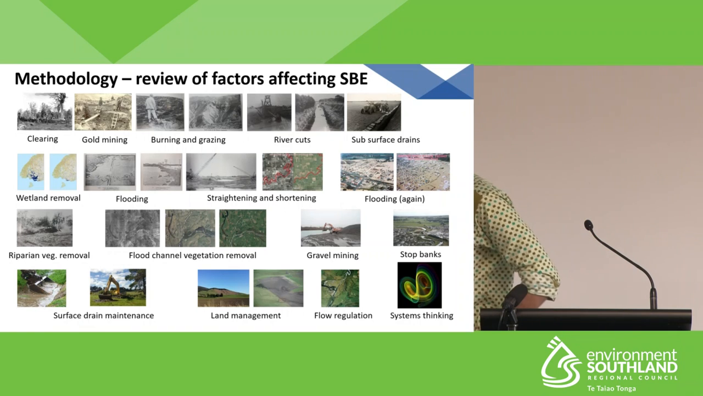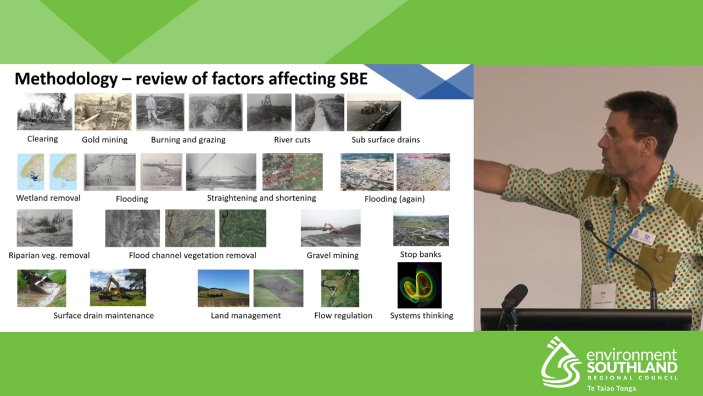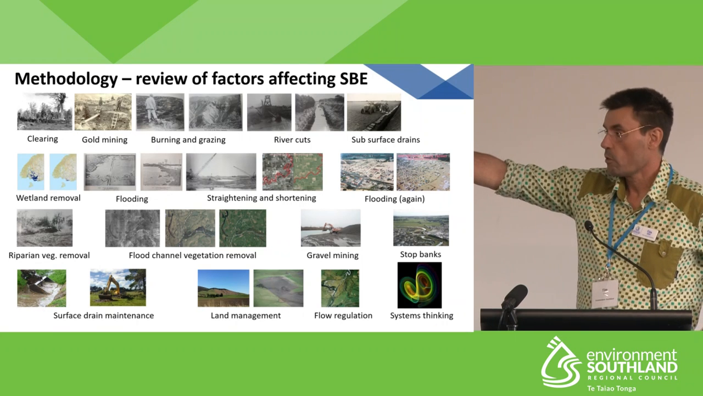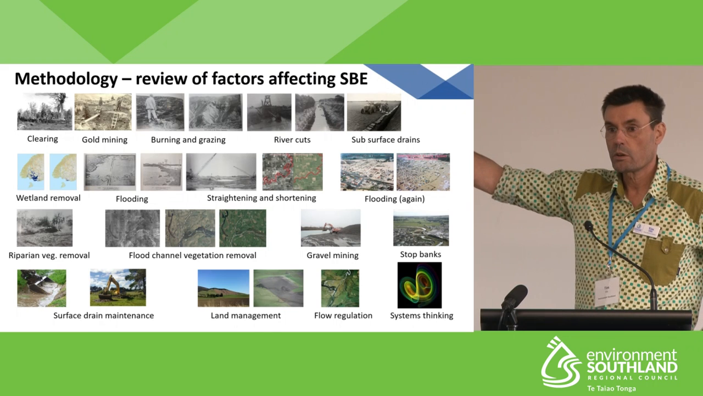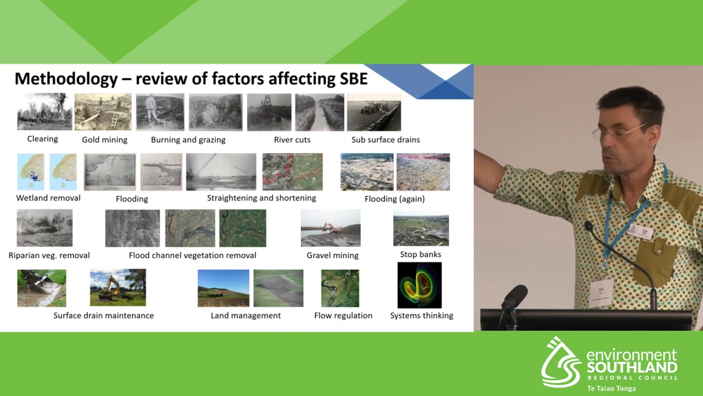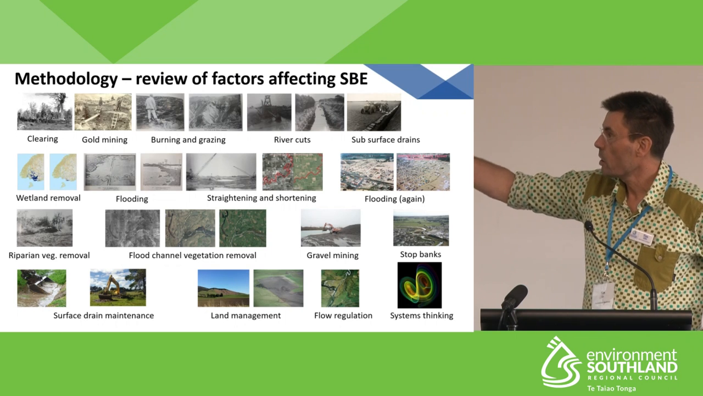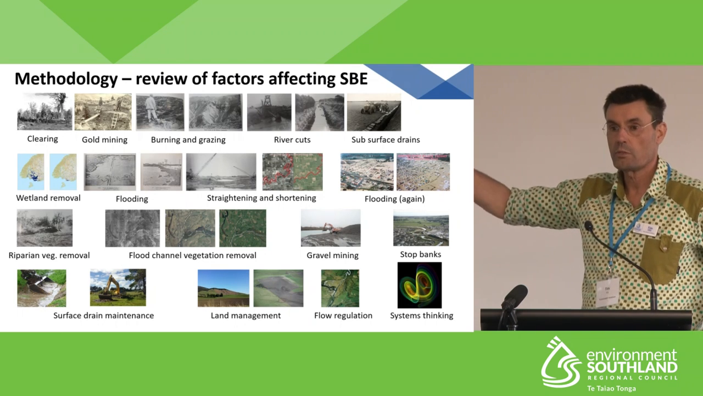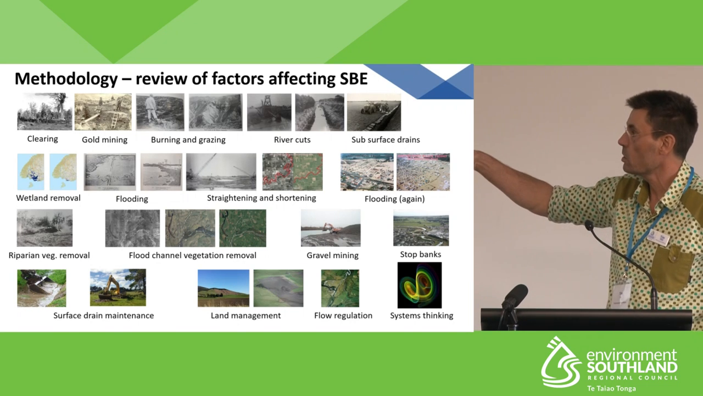So there's a lot on this page for good reason, and it's more or less in chronological order, coming from European settlement. There's also a much longer and richer history of Polynesian settlement before that, but starting at European settlement, we've got clearing, gold mining, grazing and burning. All these things have an eventual effect on stream bank erosion, directly and indirectly by changing the hydrology.